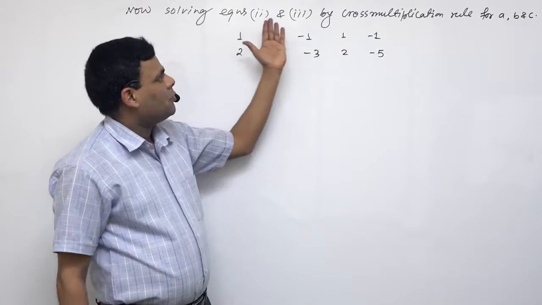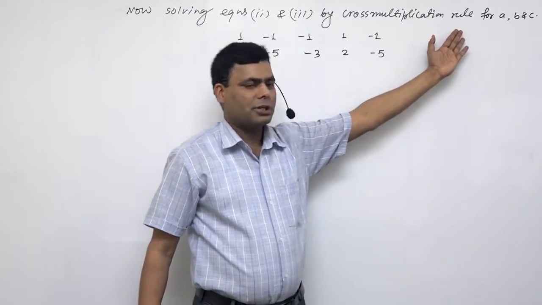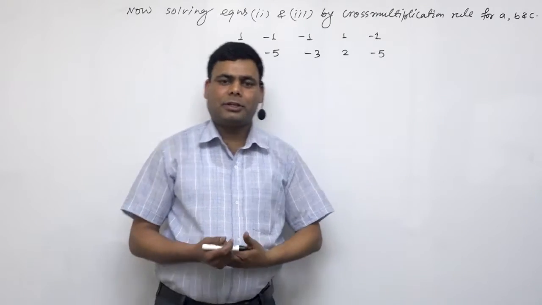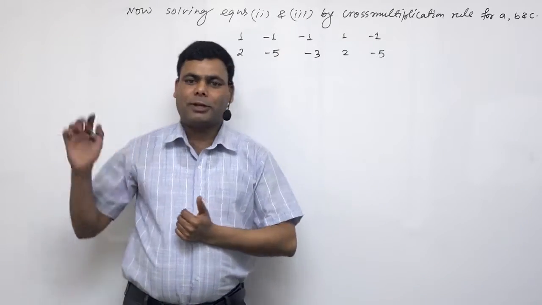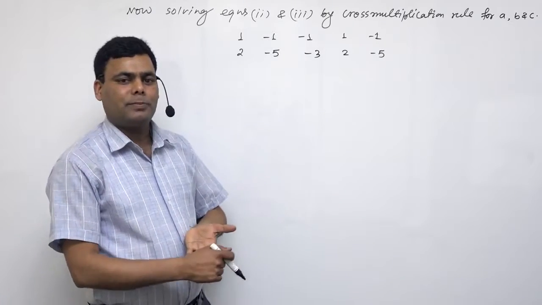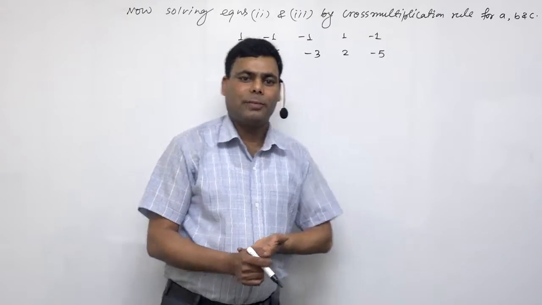Now solving equations 2 and 3 by the cross multiplication rule for a, b and c. Once we know the values of a, b and c, we can find the required equation of the plane which passes through the point (1, 2, 3).